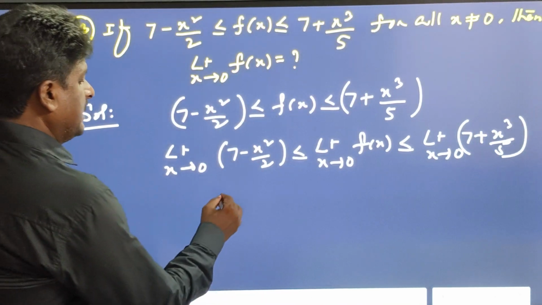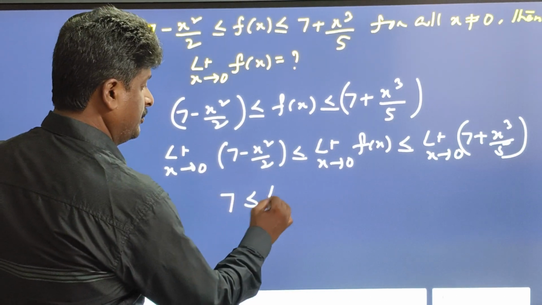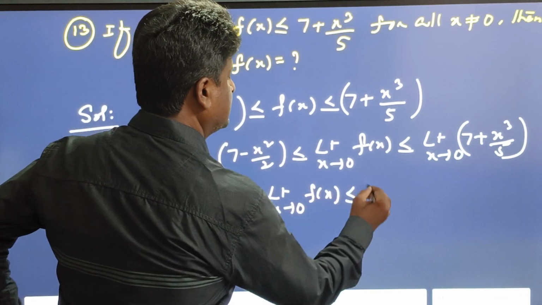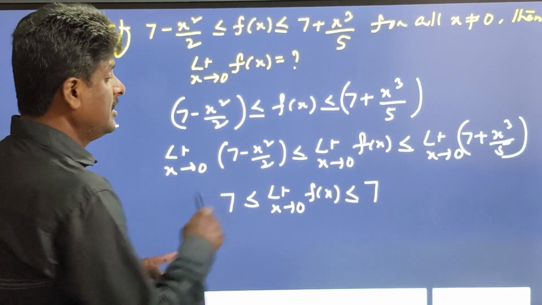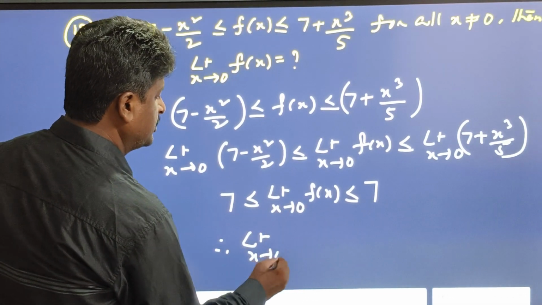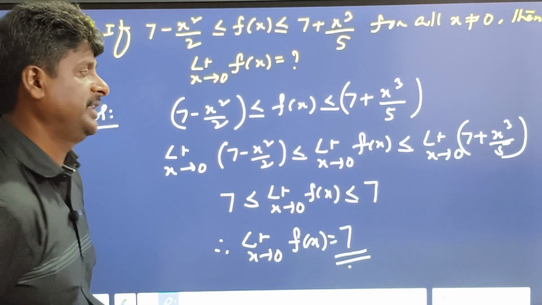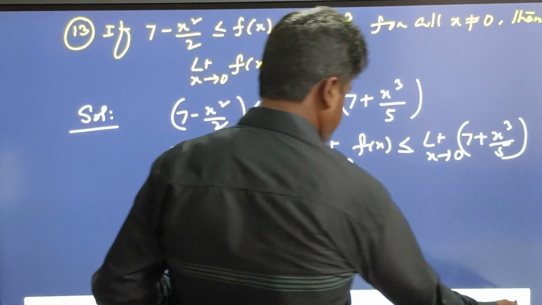Here we get 7, since x value is 0. Limit as x tends to 0 of f(x) is less than or equal to this, which is also 7. Left side limit is 7, right side limit is 7, therefore limit as x tends to 0 of f(x) is equal to 7 by the sandwich theorem.